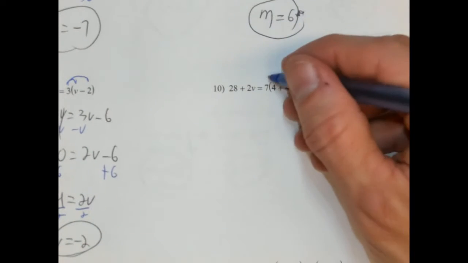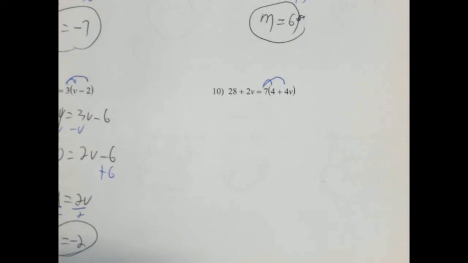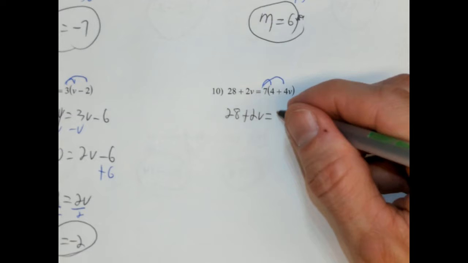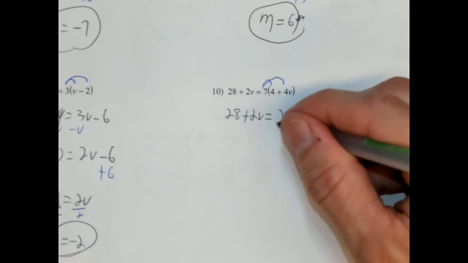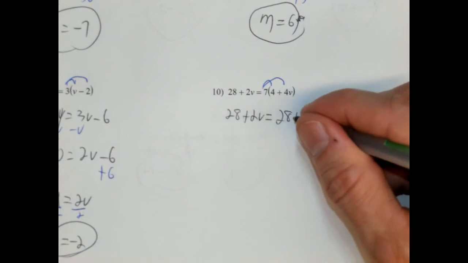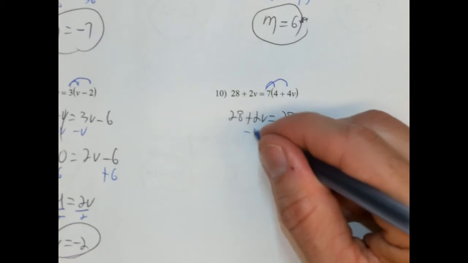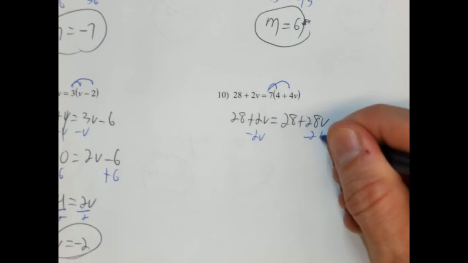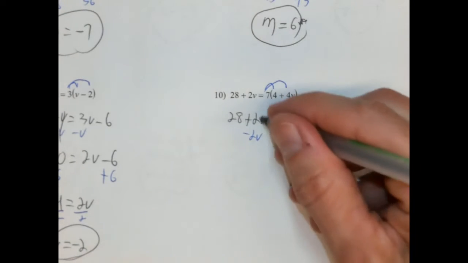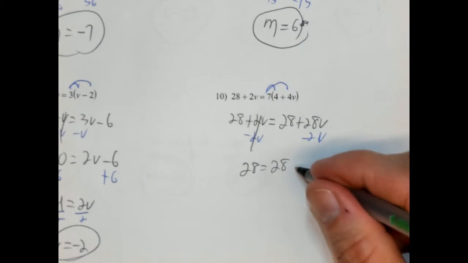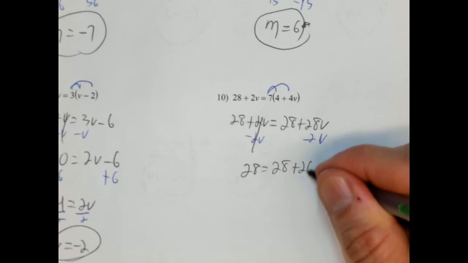Now we're going to distribute the 7. 28 plus 2v equals 7 times 4 is 28. And 7 times 4v is 28v. So let's subtract 2v from both sides. I like to move the variable as a smaller coefficient, just as a habit, because when we get to inequalities, you'll see why. So 28 equals 28 plus 26v.